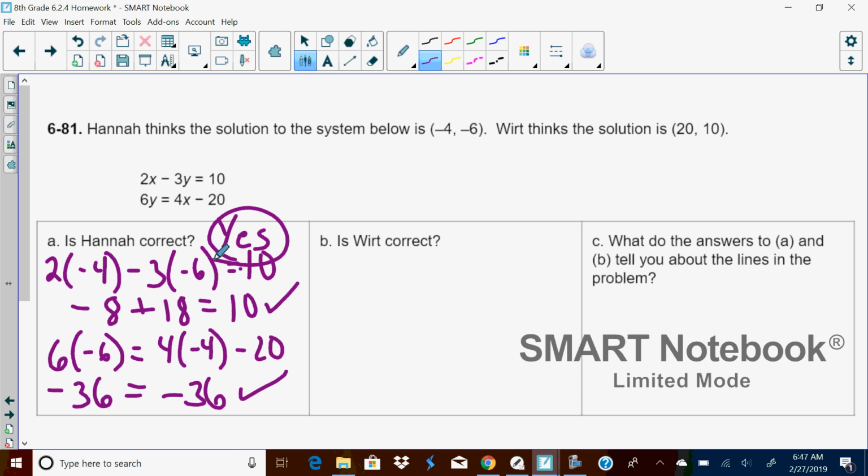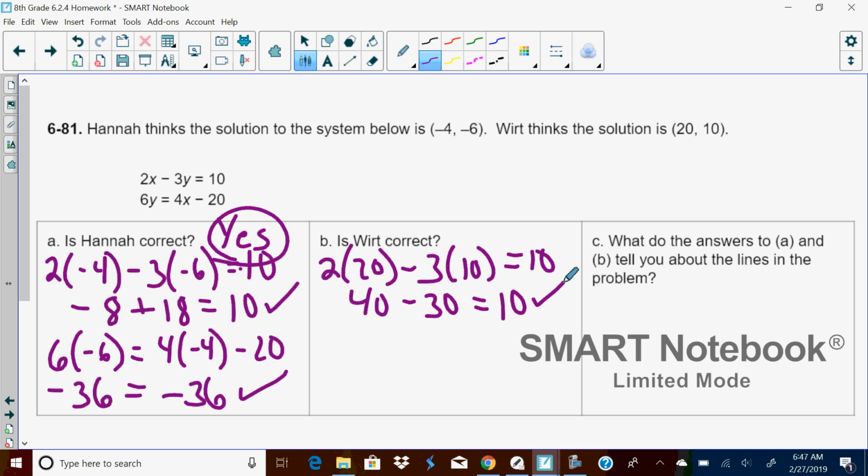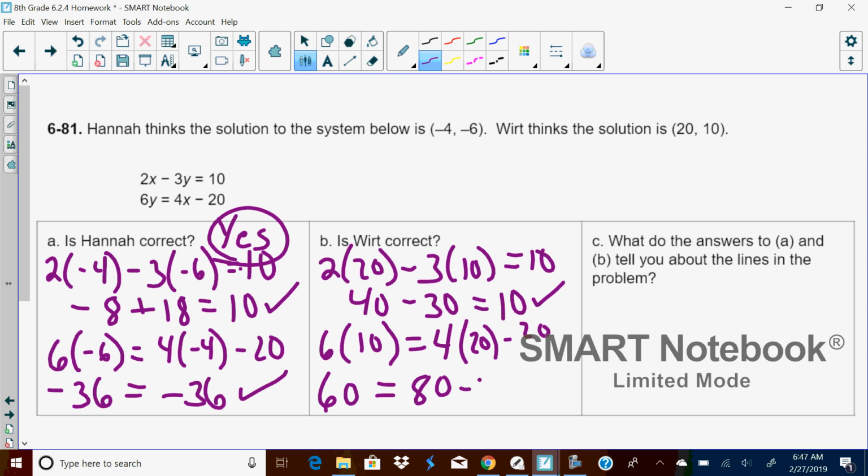So then we'll check Wirtz. So we're going to do 2 times 20 minus 3 times 10 should equal 10. 40 minus 30 is 10. So the first equation worked. Then we'll do 6 times 10 equals 4 times 20 minus 20. So 6 times 10 is 60. 4 times 20 is 80. Minus 20 is 60. So that works as well. So Wirtz is also correct.